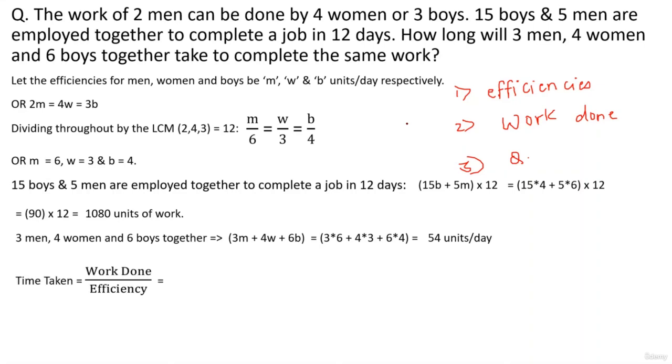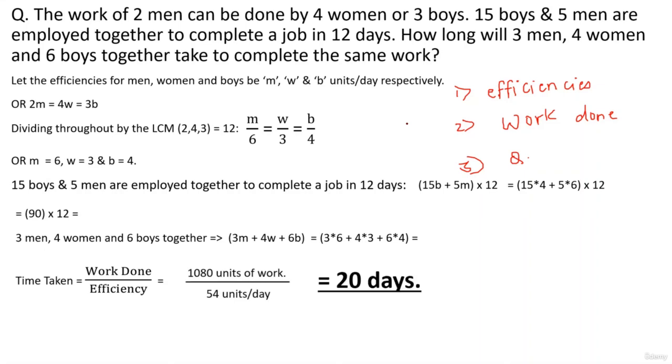Now they want to find out the time taken. Time taken is nothing but the work done divided by the efficiency. So we divide these two values, 1080 upon 54. The time taken is 20 days. As simple as that, right, guys?